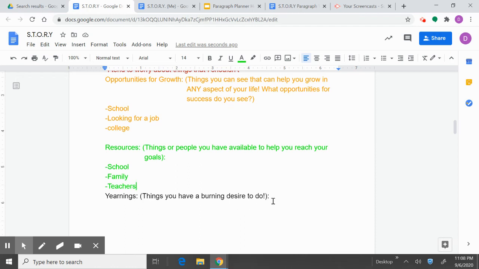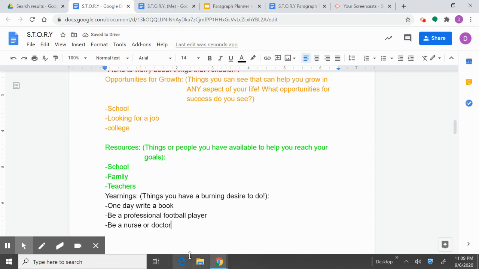Yearnings. Things you have a burning desire to do, or something you really, really, really want to do. Me, I have a yearning to one day write a book, but maybe you want to be a professional football player, something like that. But maybe you also want to be a nurse or a doctor or anything else that you can think of.